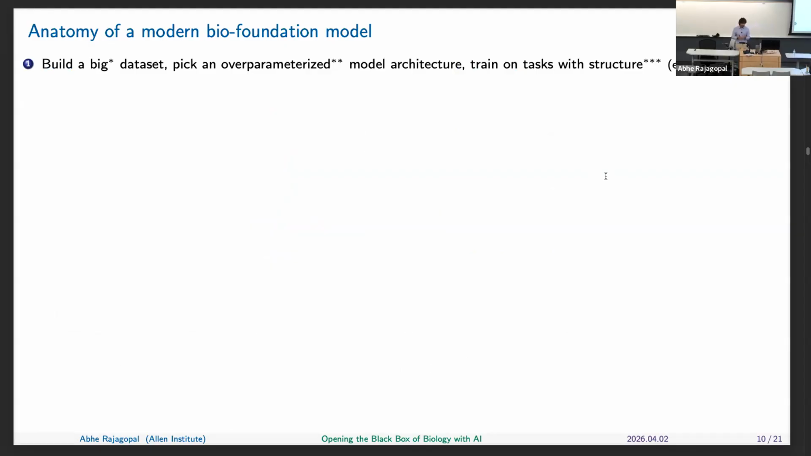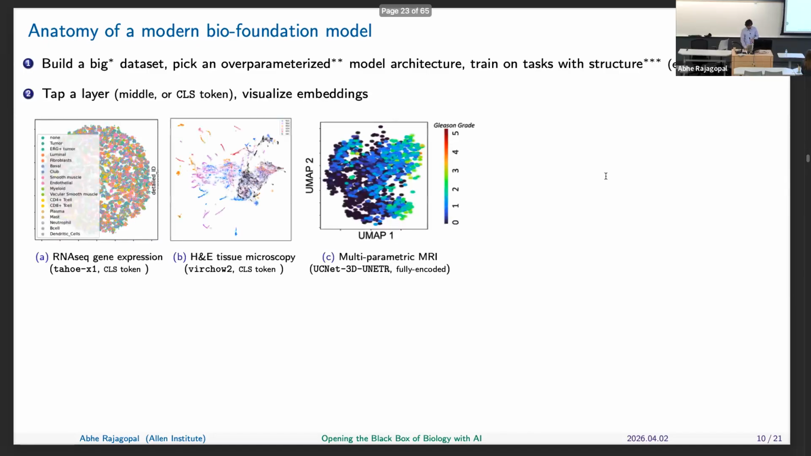For example, reconstruction tasks in LLMs, where you mask one of the tokens and you try to reproduce that token, or you try to pick the next token. Same thing applies in vision transformers. The same thing applies in DNA sequence models and in transcriptomic models or MRI models. So what do you do then? Okay, now you've trained this and it's sort of the pre-training phase of the foundation model. Well, then what you do is you go tap one of the layers of that model and you visualize the embedding space. So here are 3 examples from papers I've written.